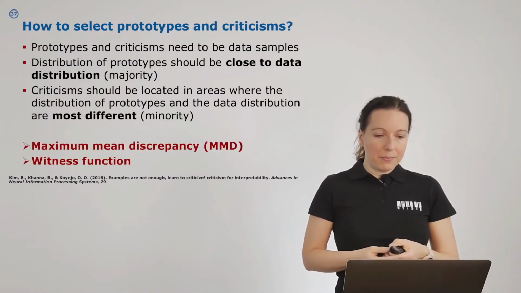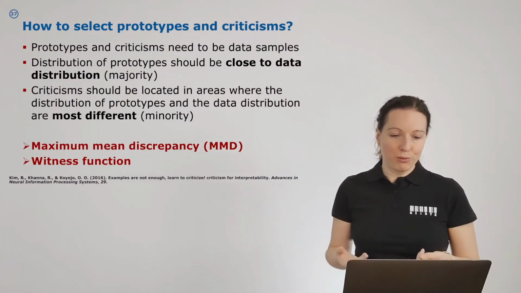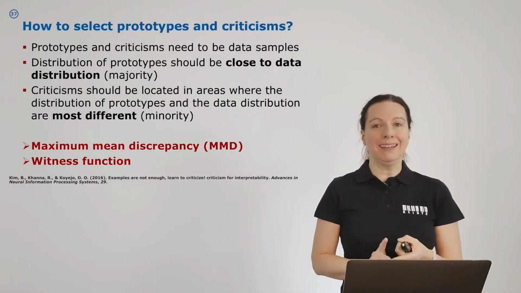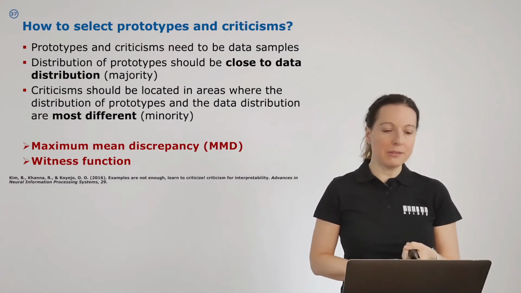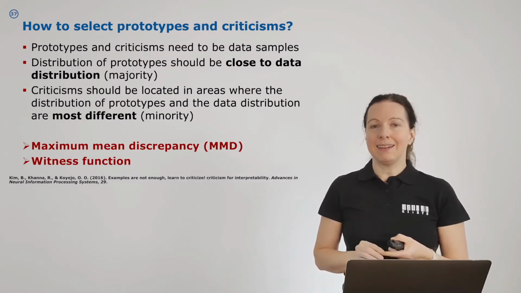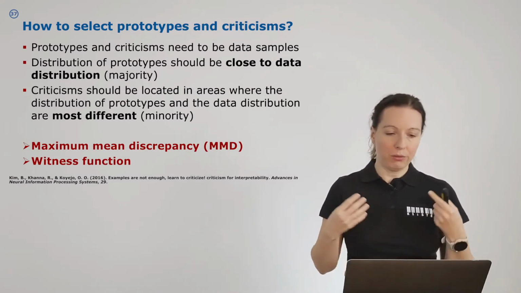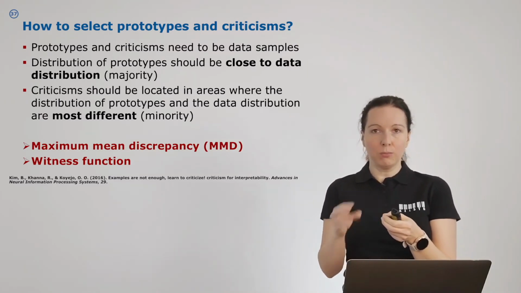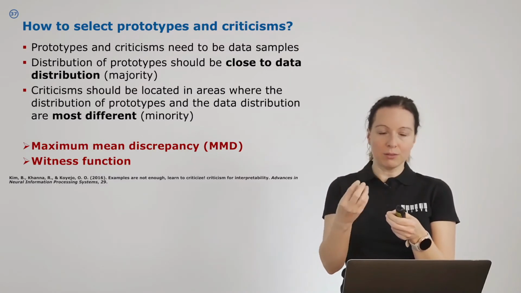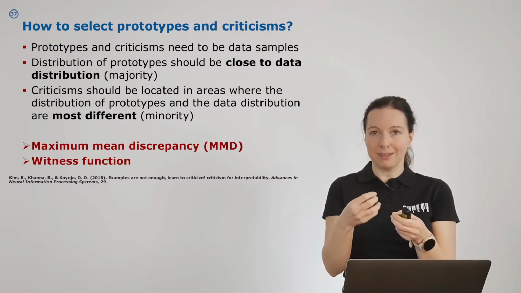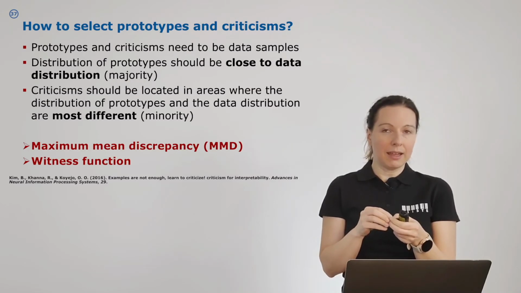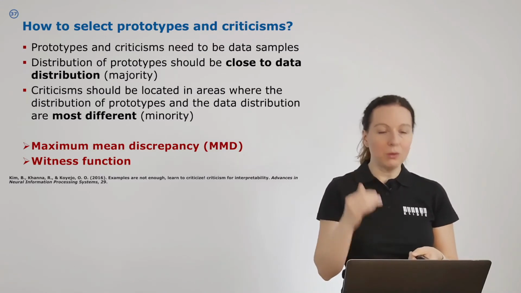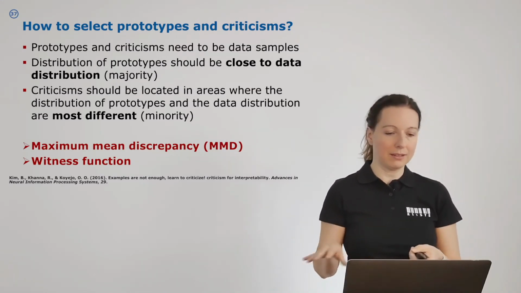Okay, the question is now how to select prototypes and criticisms. First of all, prototypes and criticisms need to be data samples. This makes sense because otherwise they might not be realistic. For example, if you think of images, even if you have a close by area around this data point, the image can get unrealistic, blurry, or whatever. So it's a good idea to stick to real data samples.